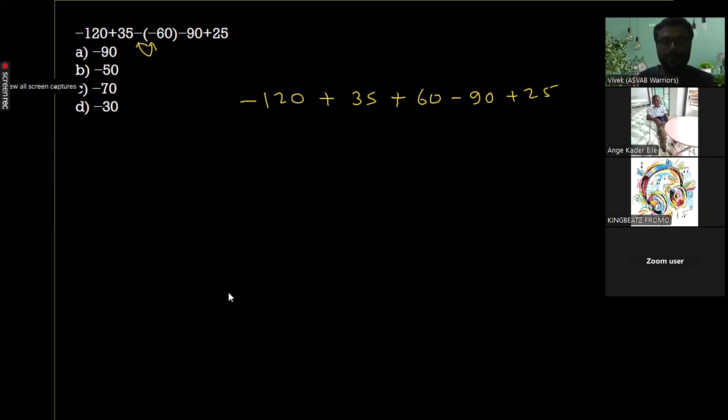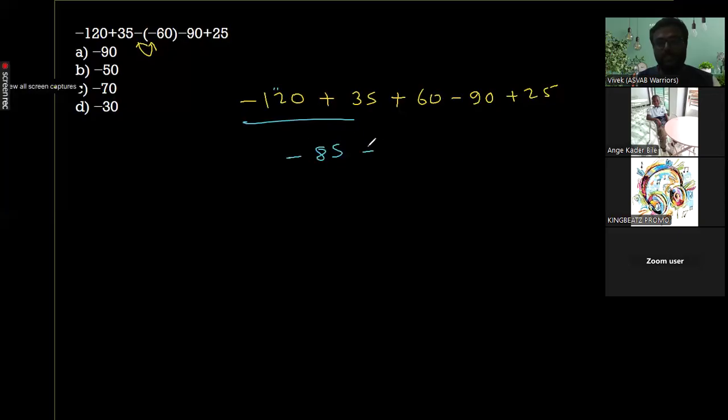Let me solve it. Two numbers with different signs, so you subtract. So here we have 11 minus 3, which is nothing but 8.